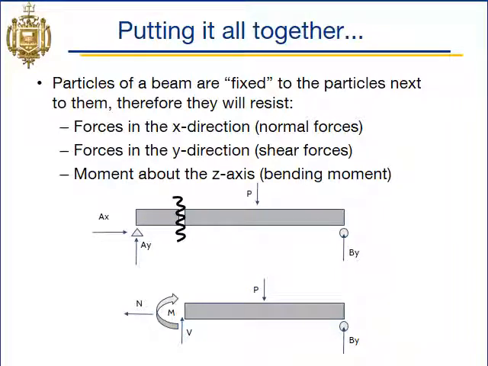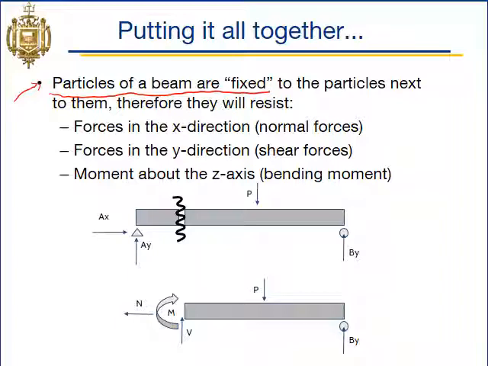All right, so let's put all those different flows together so we can see how we're going to end up designing our beams and seeing how everything works together. So the first thing I want you to look at is this bullet here, and just rationalize this, that the particles of a beam are fixed to the particles next to them. If they weren't fixed to the particles next to them, let's say they were pinned together, it wouldn't be a very good beam, right? You could just kind of bend it around.